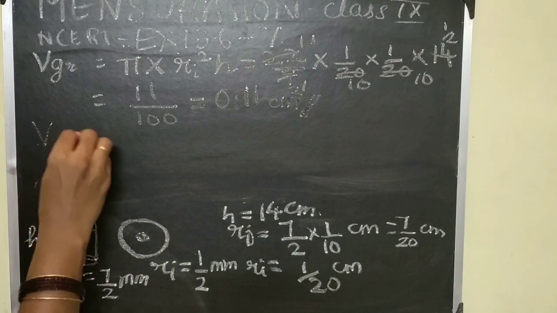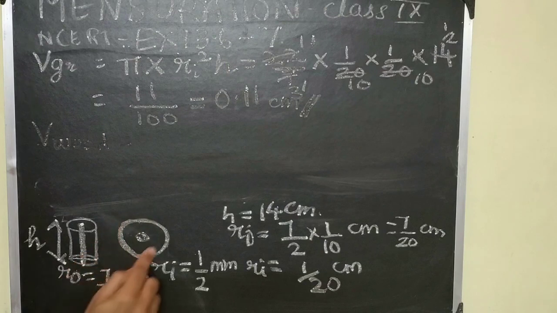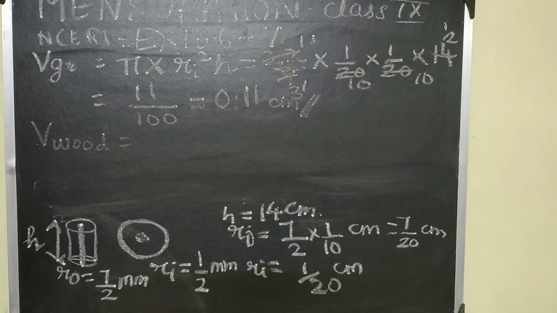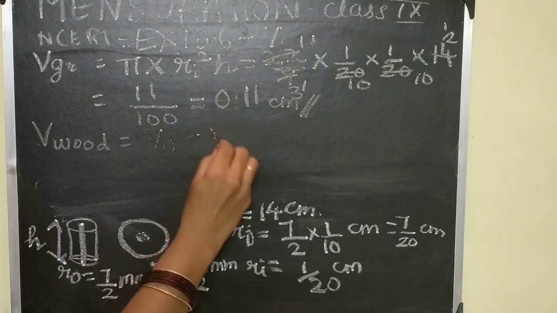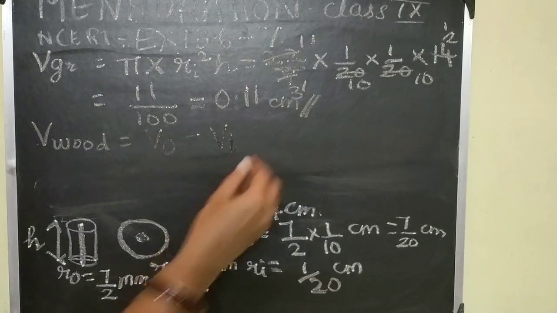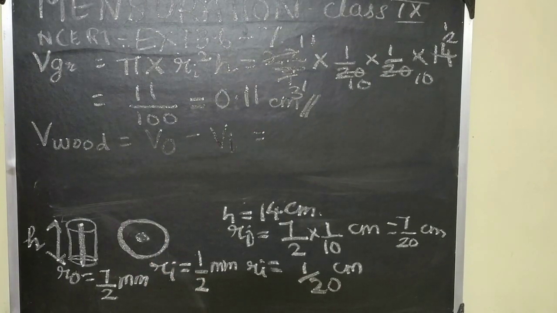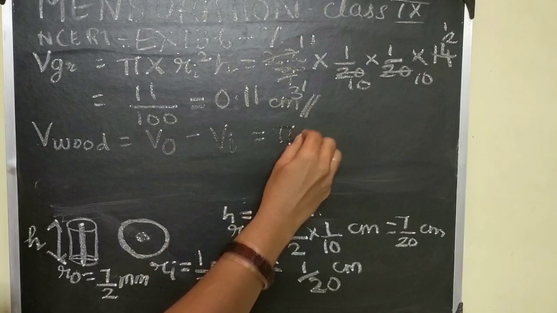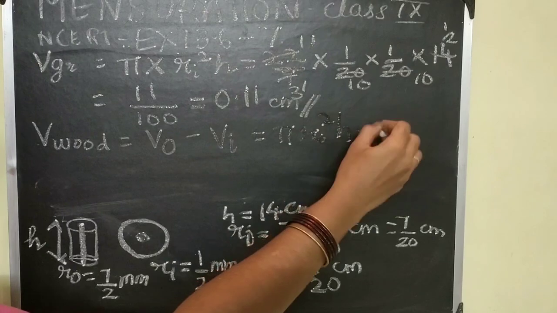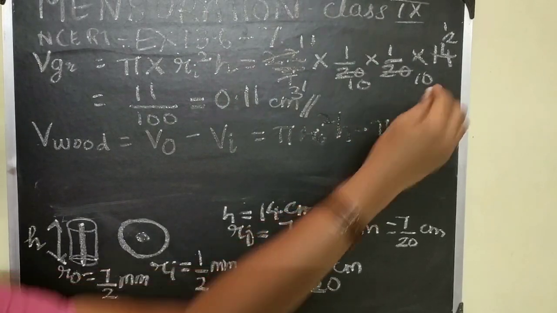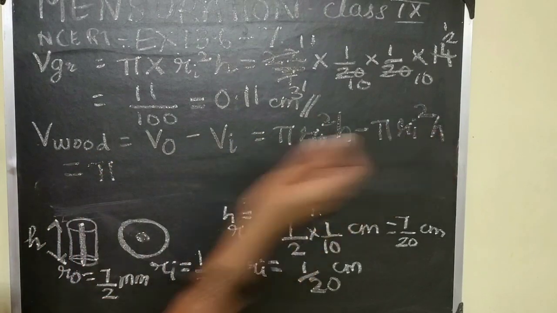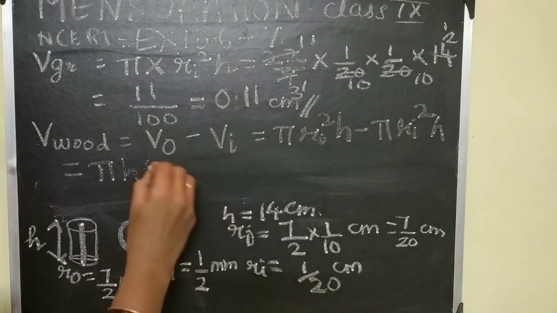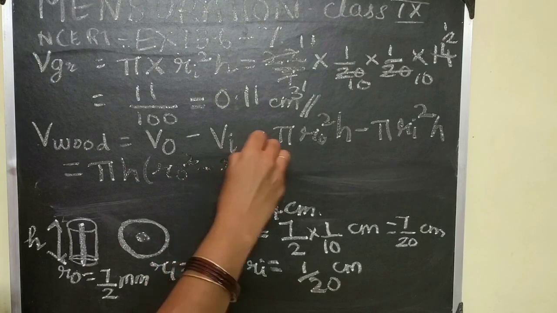When I'm considering the volume of the wood, as I have already told you, it's the volume of the outer cylinder minus the volume of the inner cylinder of graphite, because we are going to remove that portion from the wood. So first I will arrive at a simpler formula. I will be writing pi Ro square h minus pi Ri square h. What is common here? Pi is common, I am going to take out. h is common, I am going to take out. And I am going to write Ro square minus Ri square.